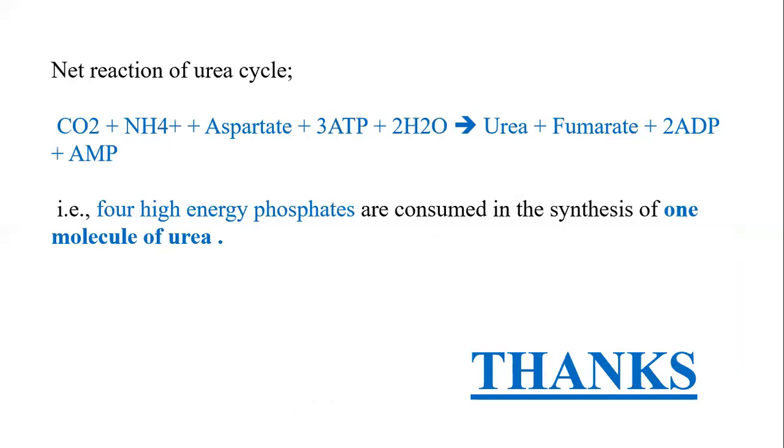The net reaction of the urea cycle involves carbon dioxide plus an amino group plus aspartate plus 3 ATP and 2 molecules of water, which are converted into urea, fumarate, ADP and AMP. That's all about protein catabolism.